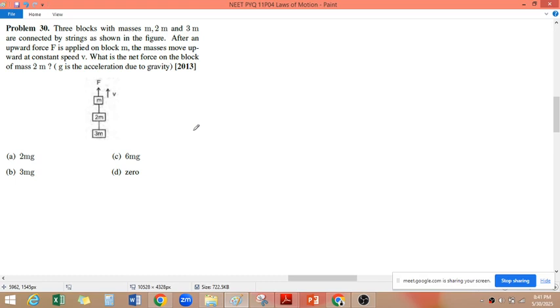There are a couple of different methods to do this. Let's see. Net force on the block of mass 2m. They said it's going at a constant velocity. Constant velocity means acceleration is 0. So that means sigma f is equal to ma, you can use it, but a will become 0.